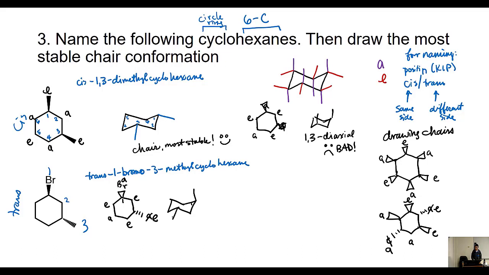Okay, I'm going to do the same thing, but with E. And then I'm going to do E, A, E, A, E, A. Switch to A. I'm going to draw the chair. Okay, E. Oh, I forgot to draw my bromine here. It's right here. And this one's going to be axial. Okay. Which one is going to be the more stable conformation?